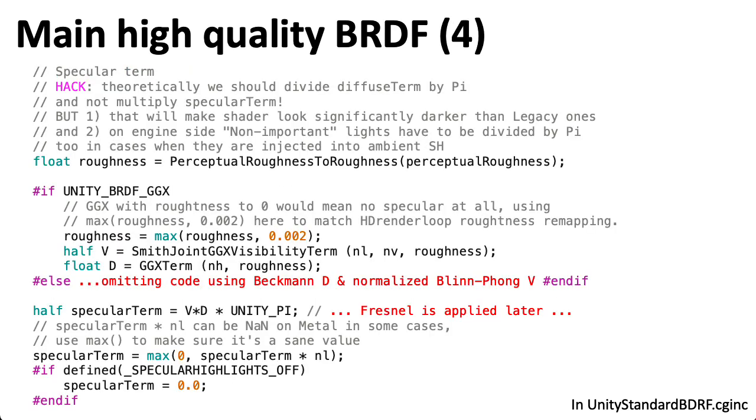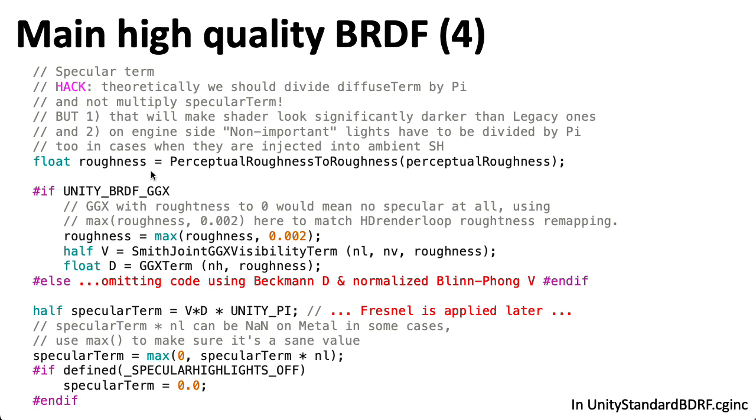And then we compute the specular term. I want to emphasize this comment. Hack, theoretically we should divide diffuse term by pi and not multiply specular term, but that will make shader look significantly darker than legacy ones, and on engine side, non-important lights have to be divided by pi too in cases when they are injected into ambient spherical harmonics. This is all complicated. I don't want to think about it more here. I just wanted to point it out.